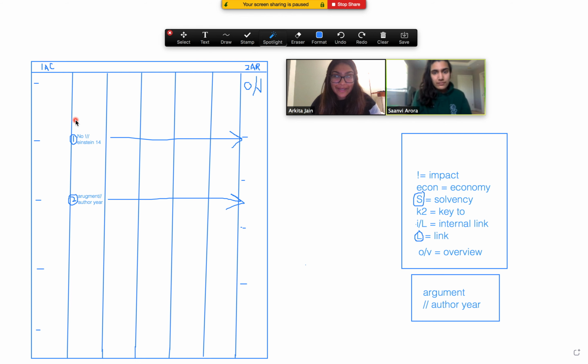I've been debating for a few years, and I've never once used my laptop to flow in a round, unless I was just trying it out for fun. There's absolutely no reason you should be using your laptop unless you need to. There are not that many advantages to using your laptop as there are disadvantages. So we would recommend using paper.